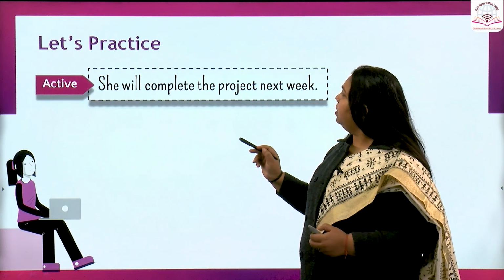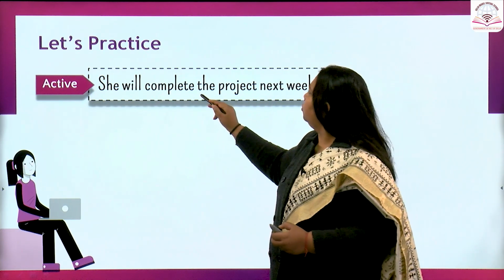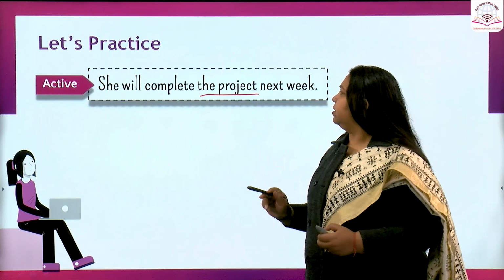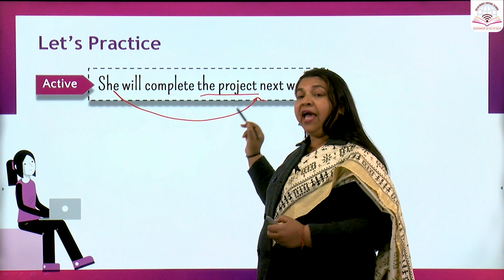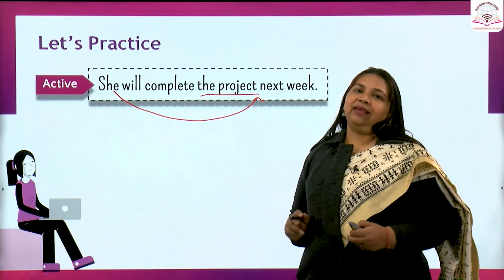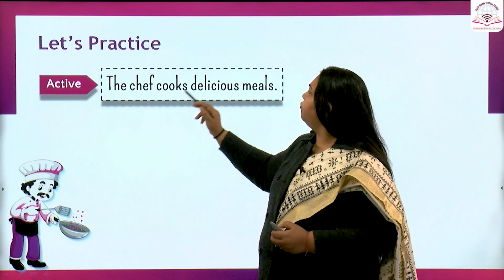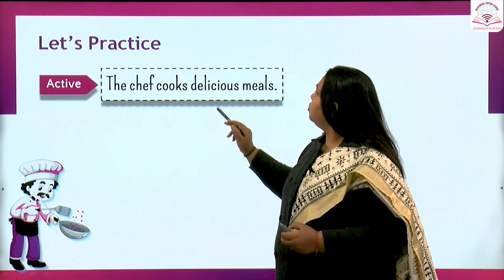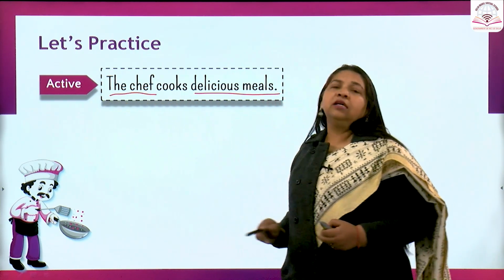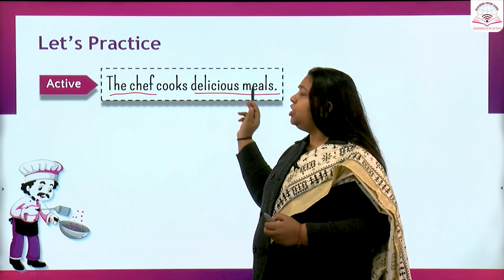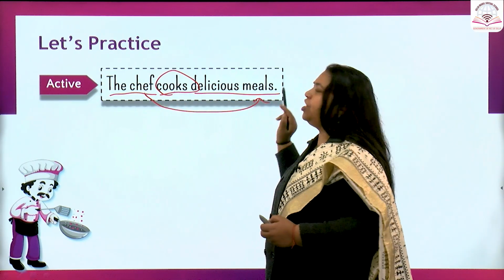The next example, she will complete the project next week. So the object here is the project. So the project will be completed by her next week. Now let's look at another example. The chef cooks delicious meals. So the object is delicious meals and the subject is the chef. So delicious meals is cooked by the chef.